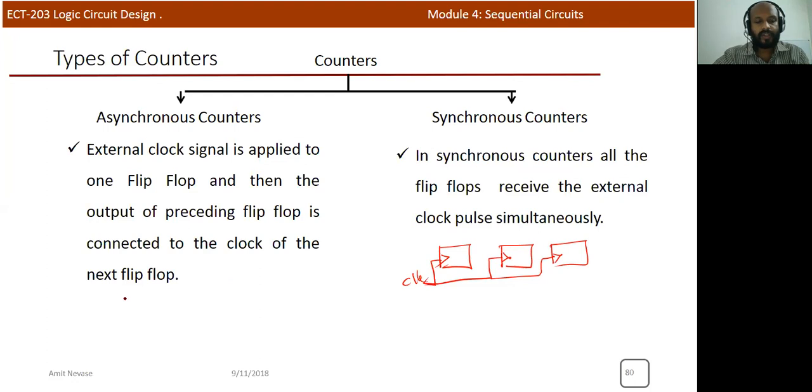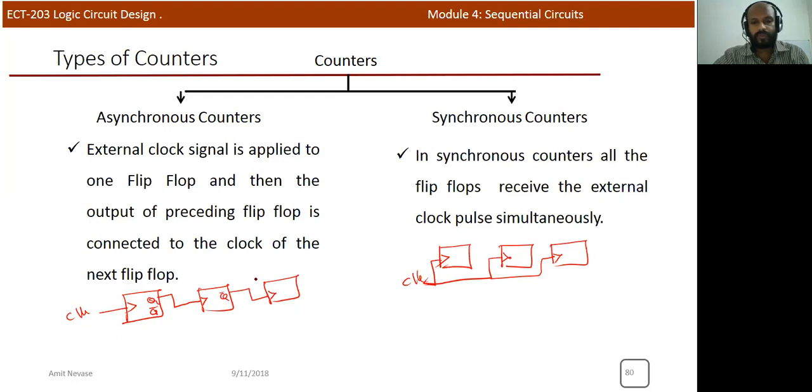But in the case of asynchronous, the external clock signal is applied only to the one flip-flop, and the remaining flip-flops are clocked by using the output of the first flip-flop. So either Q or Q bar can be connected as a clock of the second flip-flop and the remaining flip-flops.